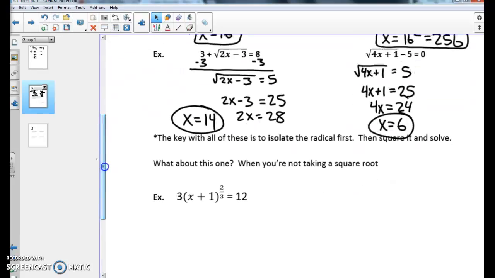The key here, okay, look what I wrote down there. The key with all of this is to isolate the radical first. I know I just said that a lot. Isolate, remember, if you don't remember what that word means, get by itself. So that's when we were adding or subtracting these numbers from the left over to the right so that we can get the radical by itself. Then we can simply square it and solve. Okay, what about this one?